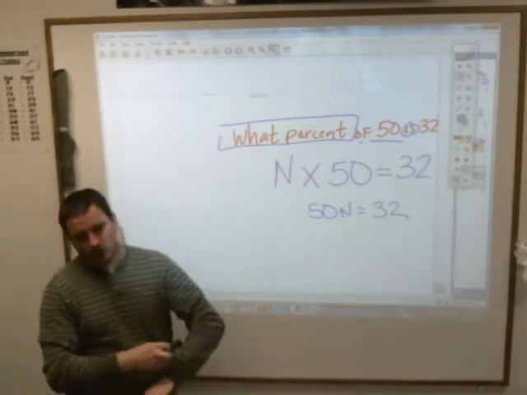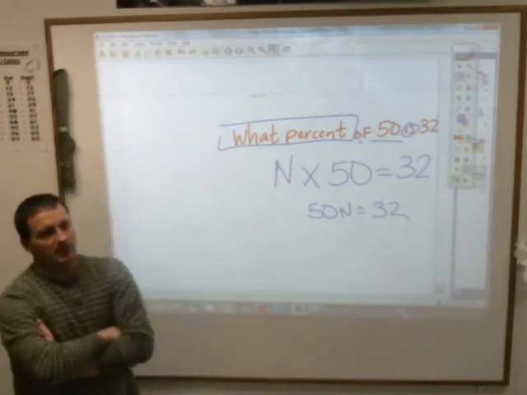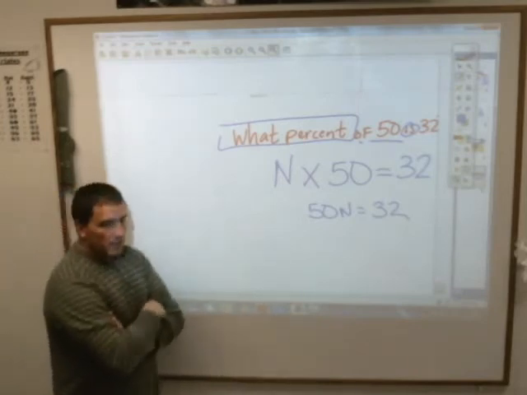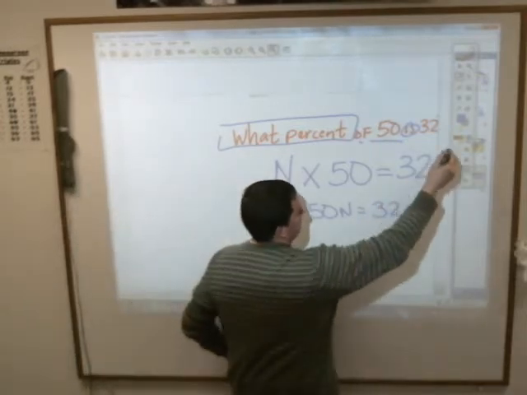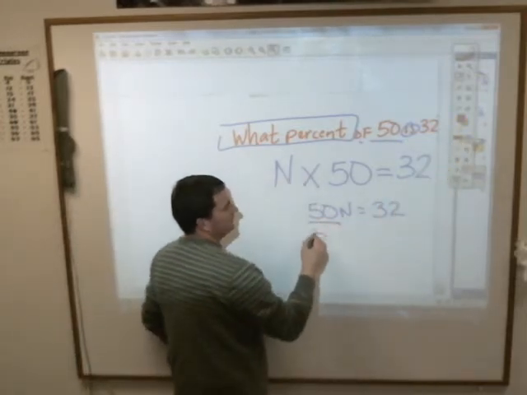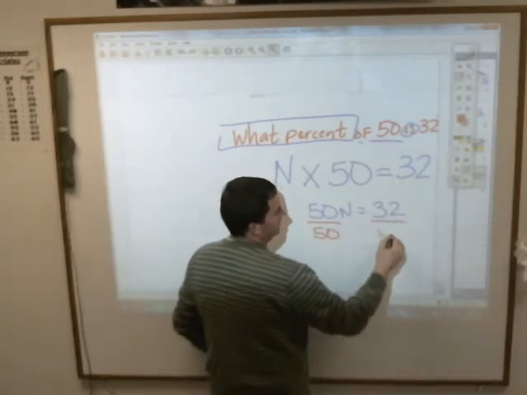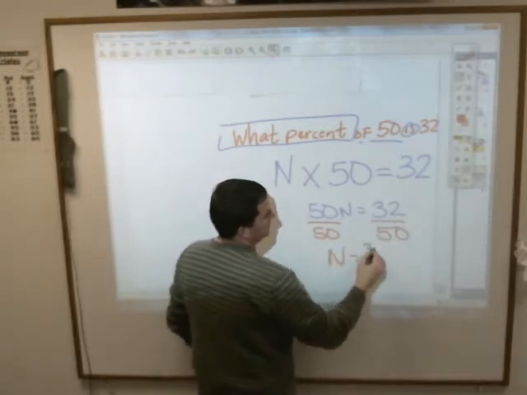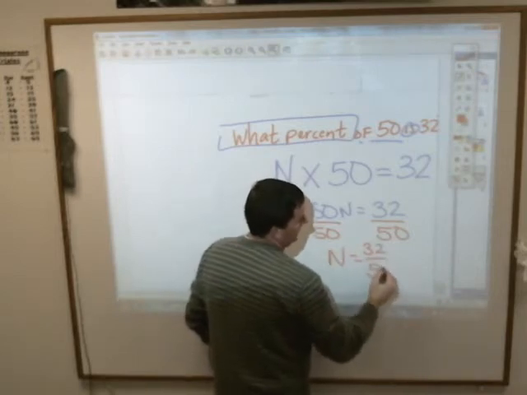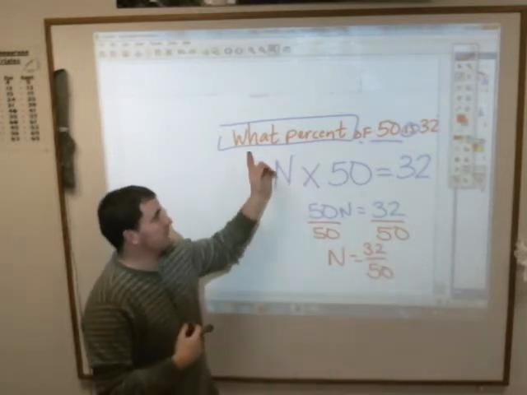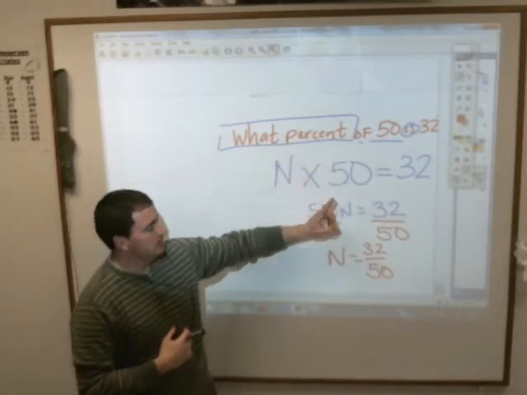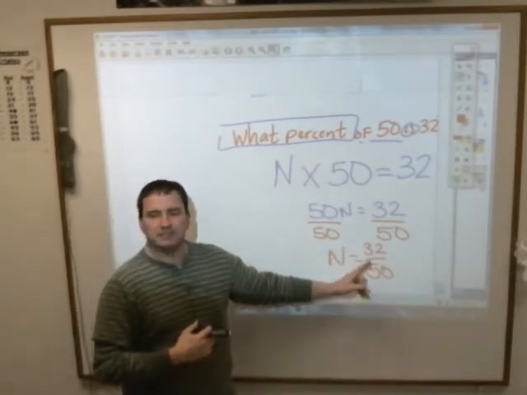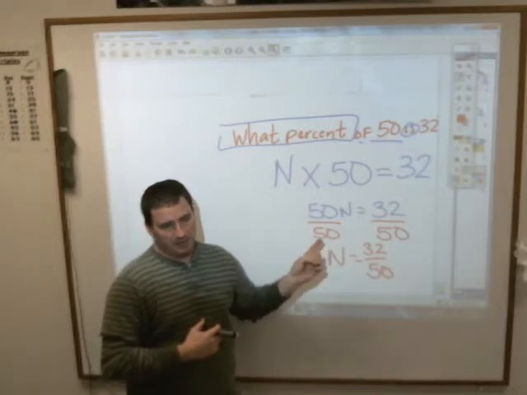And here's where those of you that are a little mathematical can save yourself a whole bunch of time. What do you have to do there, Lucas? Divide by 50. Now, ladies and gentlemen, take a look here. N equals 32 over 50. If the problem would have asked for what fraction, this would be my answer. I could reduce it, but that would be my answer. But it doesn't. It asks for what percent.